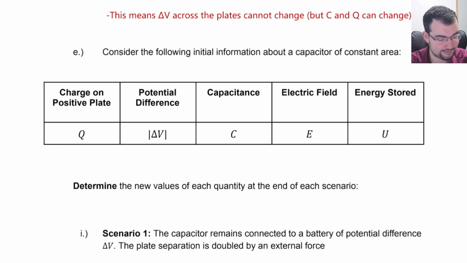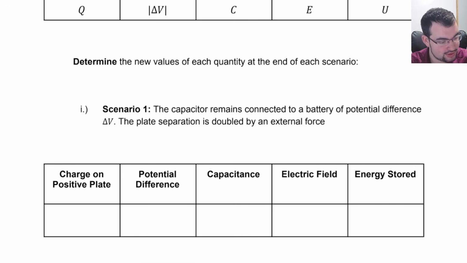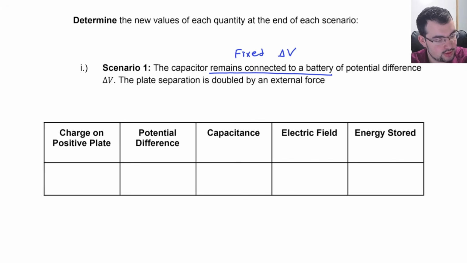So here's our original values, and we're just going to do a couple of changes and solve for all this stuff. So we have a battery that remains connected. Capacitor remains connected to a battery of potential difference delta V. So instantly, we see remains connected to a battery. So this means absolutely, no matter what else happens, we know we have a fixed delta V. So the potential difference is absolutely a delta V.